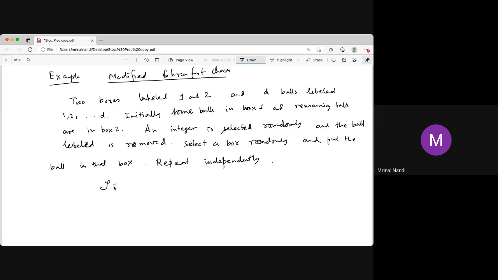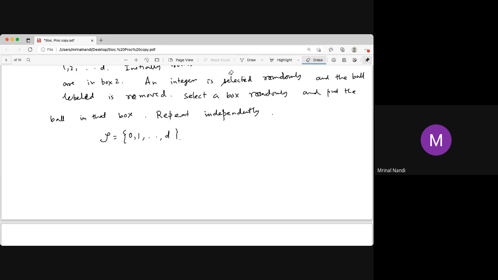Then what is the state space? The state space is 0, 1, 2 up to D, since D many balls are there. Say Xn is a random variable, the number of balls in box 1. Now again, for D equal to 3, we consider the small case. What is the transition matrix?